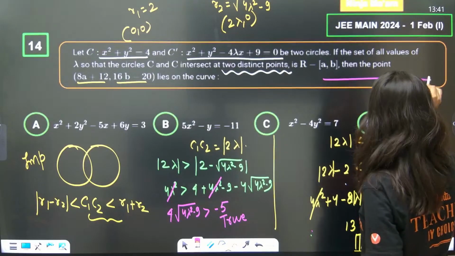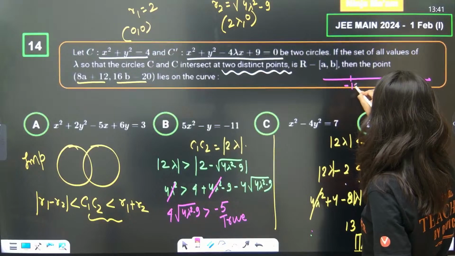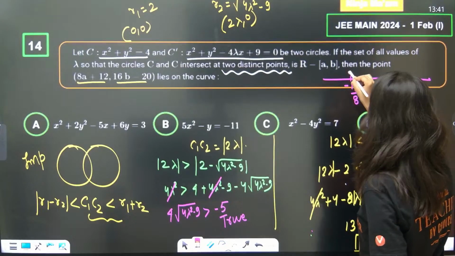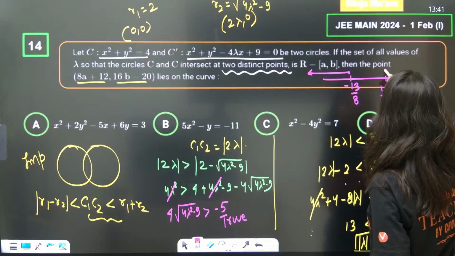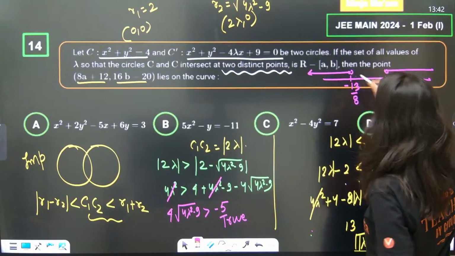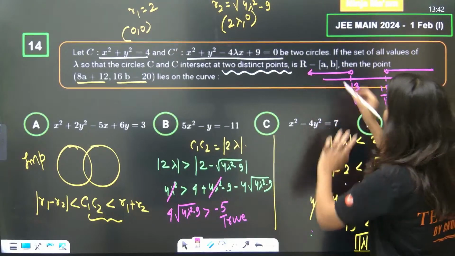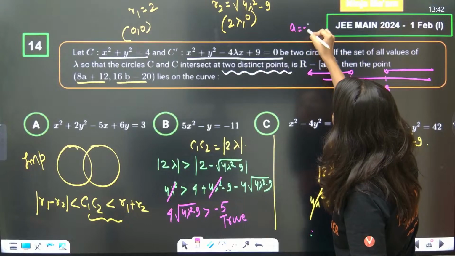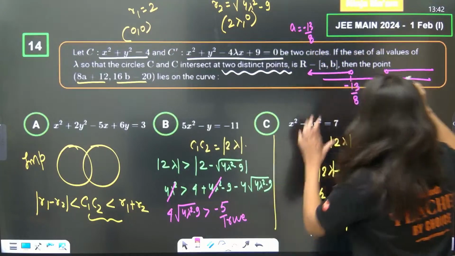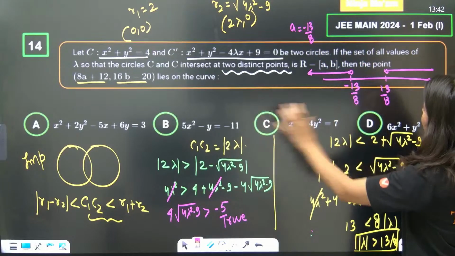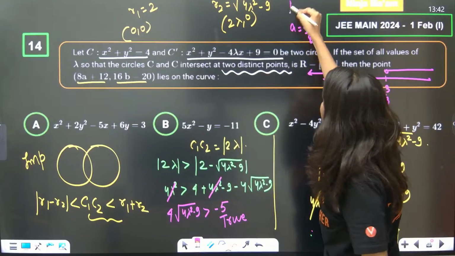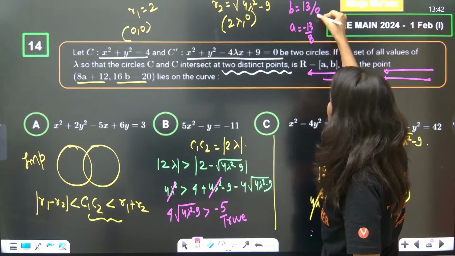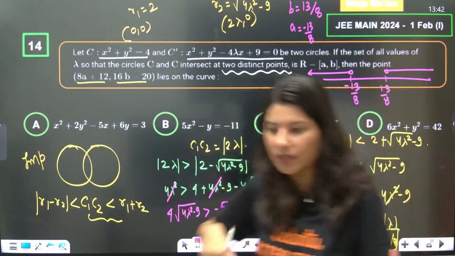So what are they saying? That minus 13 by 8. See, lambda is less than this and greater than this. This is your lambda. Correct? So now A and B. So A will be minus 13 by 8 because lambda is taking all the values from minus 13 by 8 to 13 by 8. B is 13 by 8. Yes, this is correct. All the calculations are correct over here.